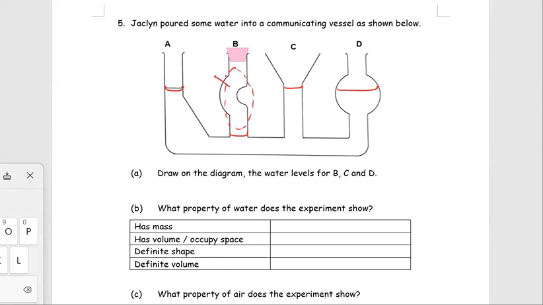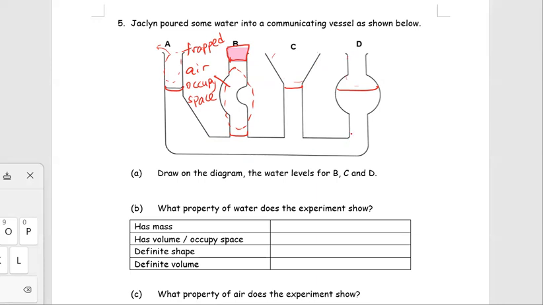And what is this inside B? Yeah, it is air. And we know that air occupies space, right? Air occupies space here. So the space has already been occupied by air so that water cannot go in anymore. And it's not just air, the air is trapped. That means the air cannot escape. Because A also has air, but the air here can escape. C also has air, but air can escape just like D. But B, it is trapped by this stopper here. So air cannot escape, so it occupies the space there and water can't go in.